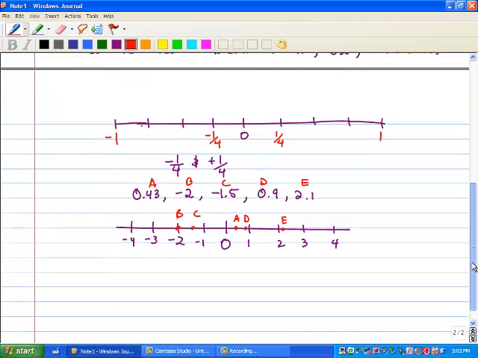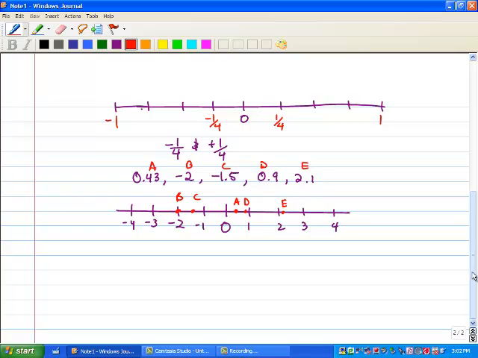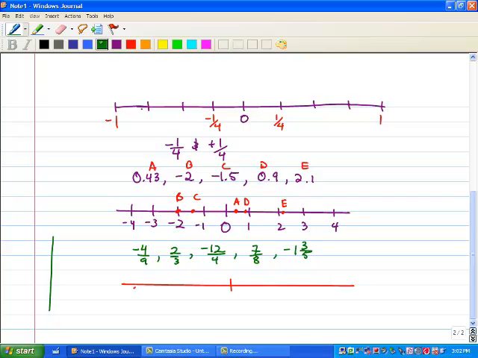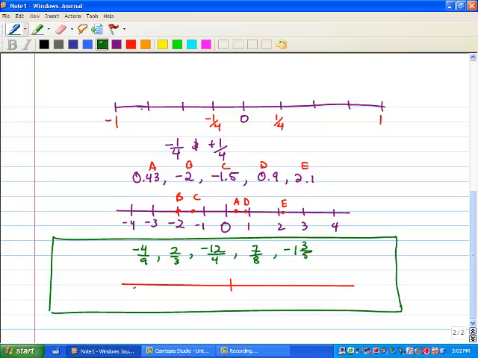Now finally, what I'd like you guys to do is make a number line, and I'd like you to put the following fractions on it. This is your entry ticket into class. Let's put the following fractions: -4/9, 2/3, -12/4, 7/8, and -1 3/5. I need you to try this for me. And you can bring that part to class.